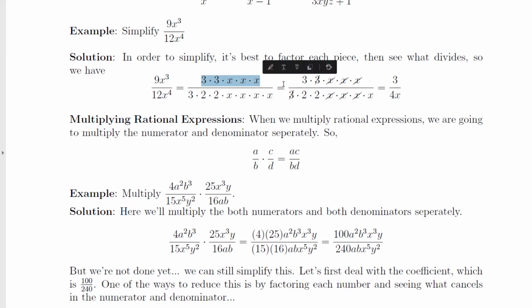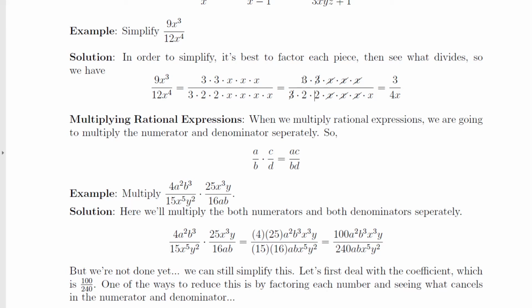We break these up into our individual components. We've got 3 times 3 times x times x times x. That's 9x cubed. And then down below, the 3 times the 4 is 12, and then 4 x's multiplied out. So what we're doing is we're just going to cancel things out. If there's something on the top that exists on the bottom, we cancel it. So the 3 cancels with the 3. There's 3 x's up top. There's 3 x's on the bottom. We can cancel them out. And then what we have remaining is our solution.